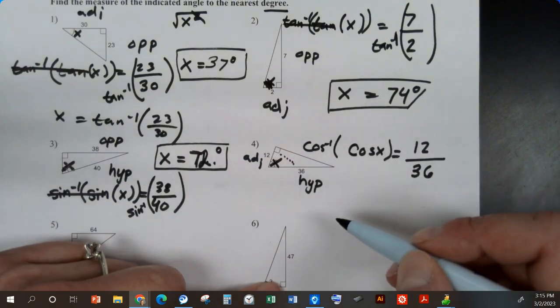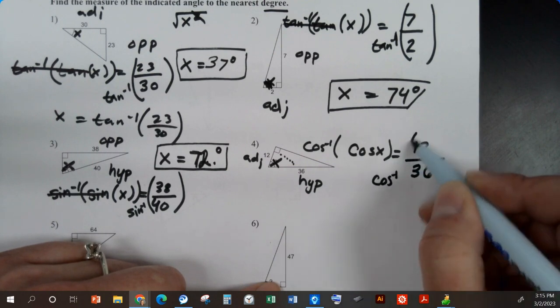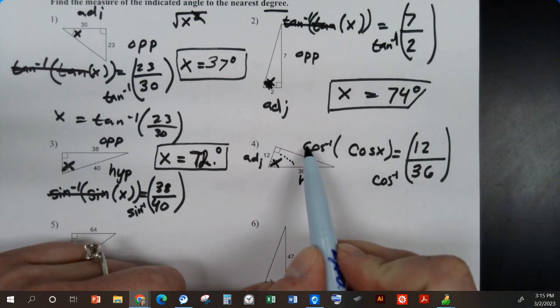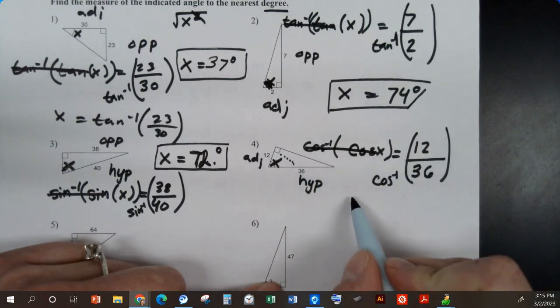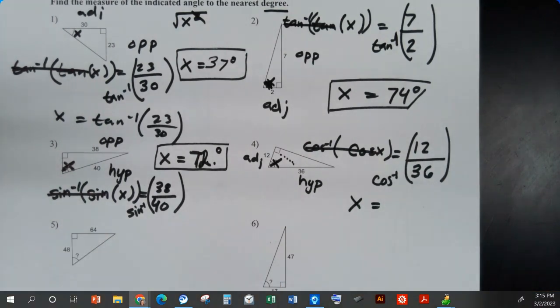So we're going to do cosine inverse on one side. So if we do it on the left side, we've got to do that same thing on the right side, just like in all algebra. So we're going to do cosine inverse on the right side. So cosine inverse cancels with cosine. We just have x on the left, and then we have cosine inverse of 12 divided by 36 on the right.